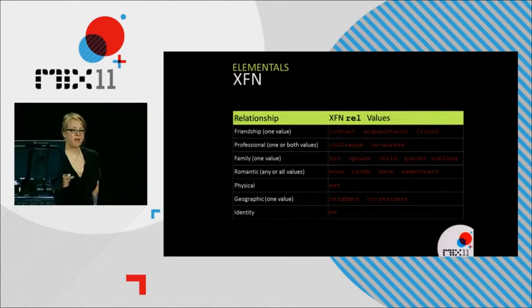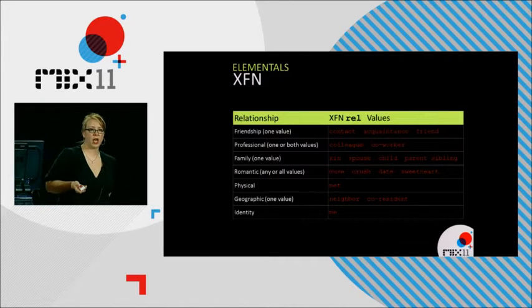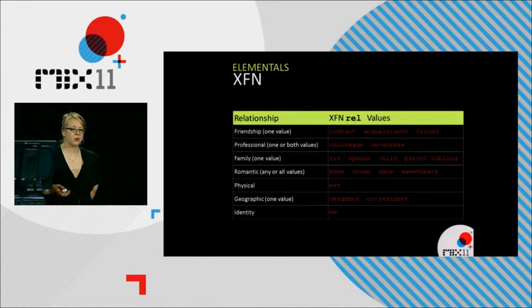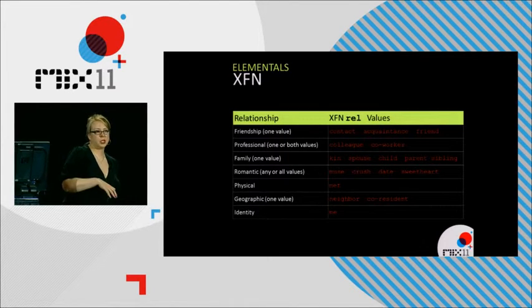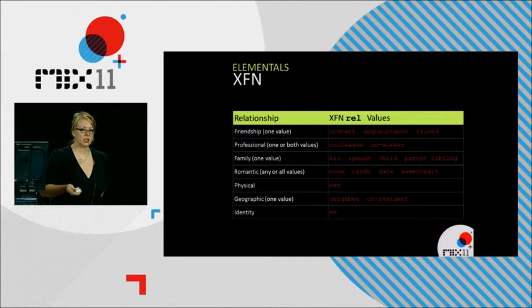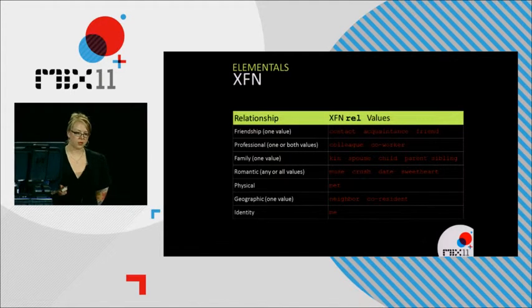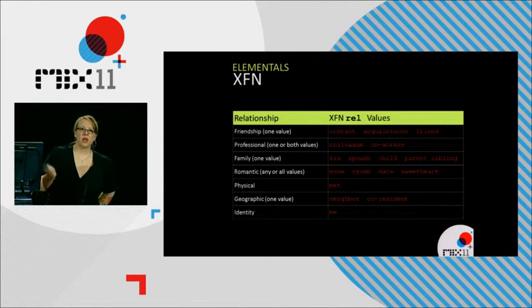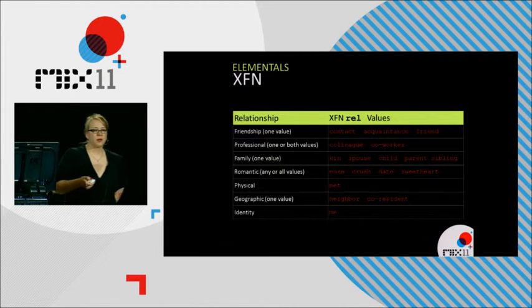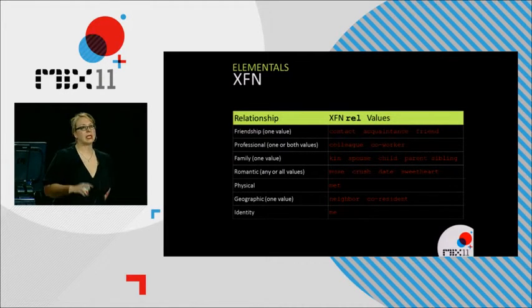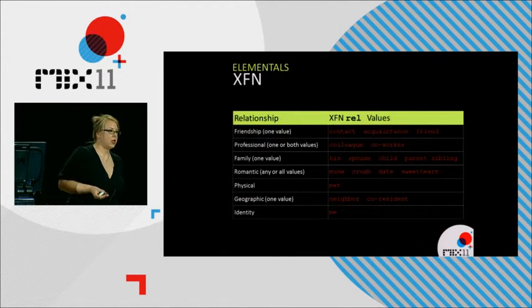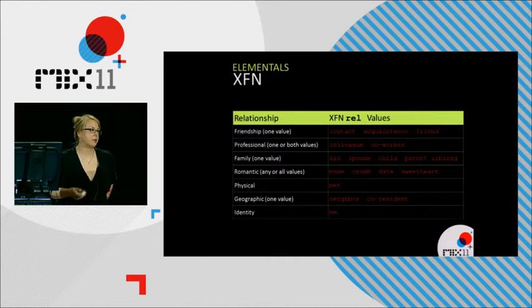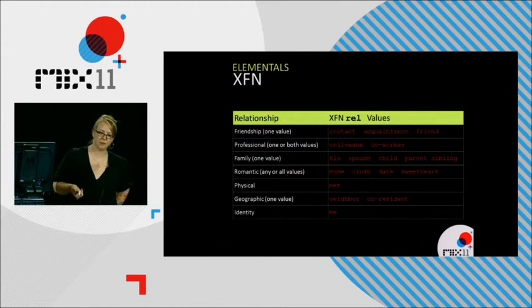Family, you have to pick one value. Kin, spouse, child, parent, sibling. When it comes to relationships that are dealing with adoptive children or step-parents, the roles are still the same, child, parent. Romantic, you can have any or all of these values. We have muse, crush, date, and sweetheart. The one that I do want to point out here, muse, it's referring to romantic in terms of it's not literally romantic, it's romantic, and so it's someone that really inspires you. So it's not someone you're going to take out on a date necessarily. It's probably someone who just, you like their work, you like what they do.